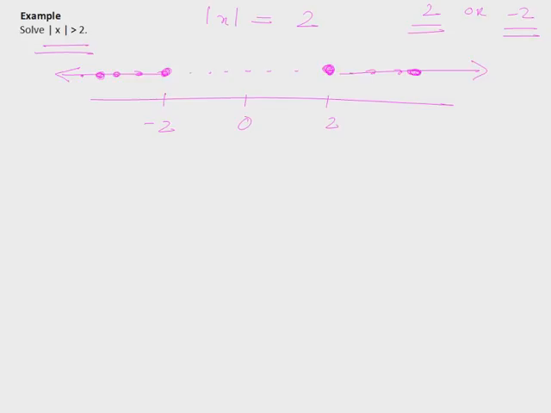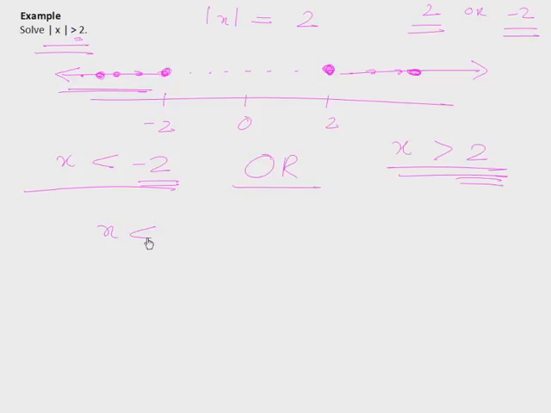All these points. So how do I express the solution set? Well, all these points can be expressed as x less than minus 2, and all these points can be expressed as x greater than 2. Note that I want the absolute value to be greater than 2. So I can't take minus 2 and 2 in my solution. Or. So I want either x less than minus 2 or I want x greater than 2. Both these regions have points who are further away from 0 than 2 or minus 2.